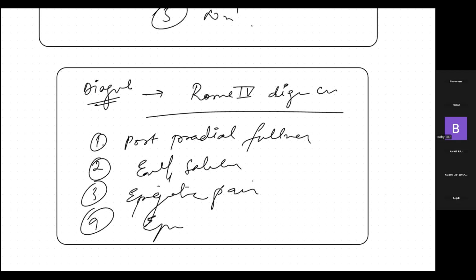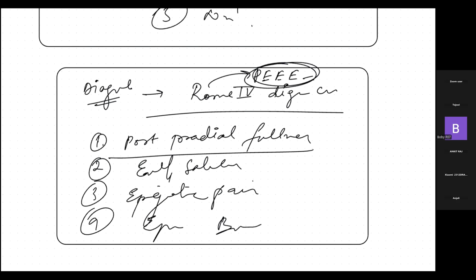So Rome 4 is nothing but P triple E P. You can remember it like that: P triple E P. That is postprandial fullness, early satiety, epigastric pain, and epigastric burning sensation. So this is Rome 4.